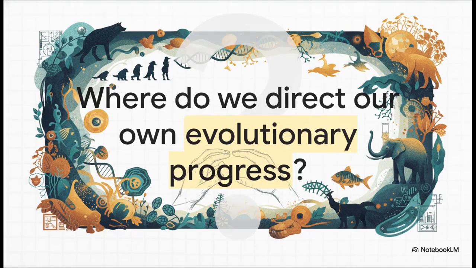So here's the big question to leave you with. Now that evolution has officially handed the baton over to human culture, where do we direct our own evolutionary progress? Because we aren't waiting for nature to shape us anymore. We are the architects of our own progress. And whether we like it or not, we're the caretakers of the environments that shape every other surviving species on this planet. What exactly are we going to build with this unprecedented control?